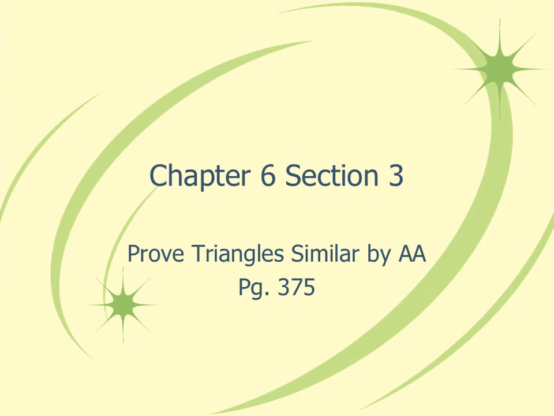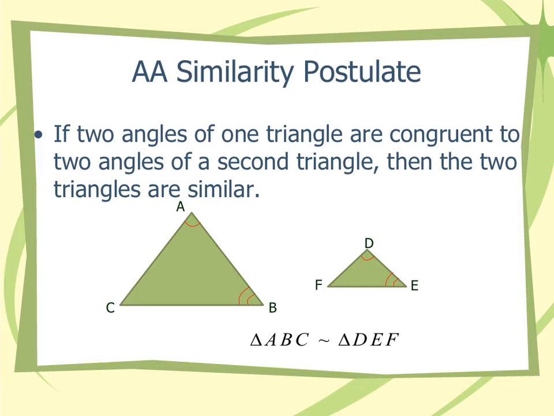If we're talking about triangles, then we narrow it down to postulates, and this is the first one. Angle similarity. And this says that if 2 angles of one triangle are congruent to 2 angles of a second triangle, then the 2 triangles are similar. So again, this only works on triangles. I can't use this on a quadrilateral. It's got to work on triangles.